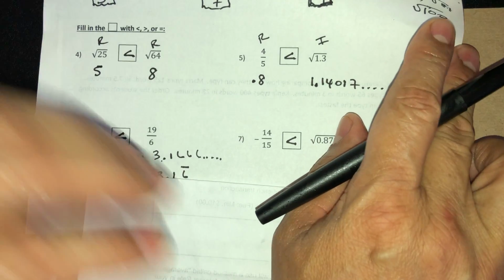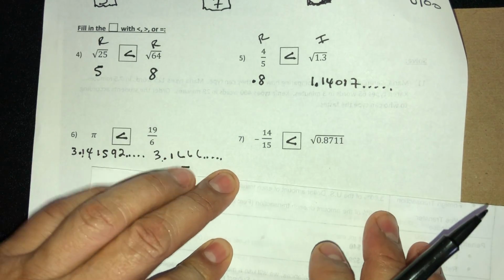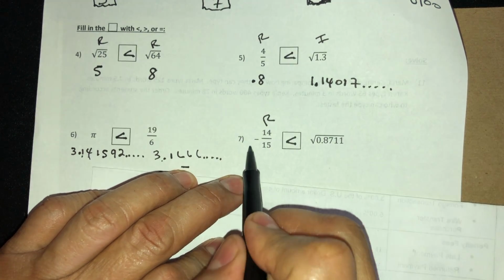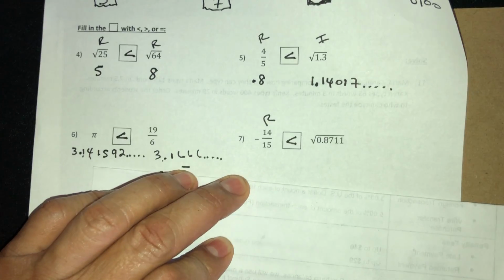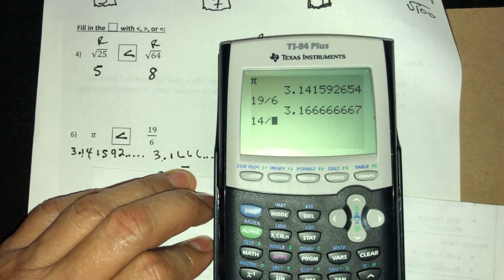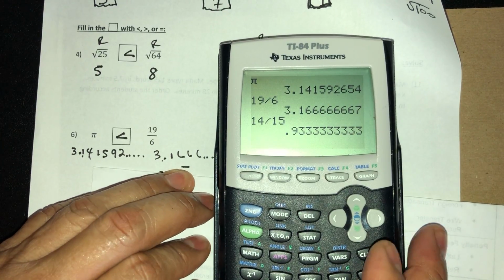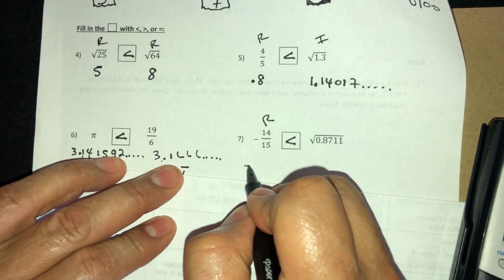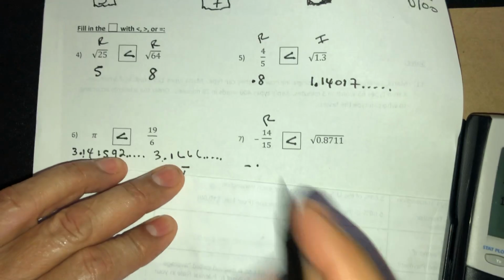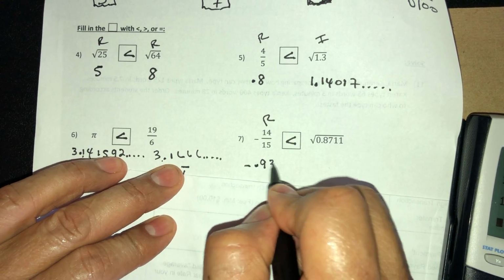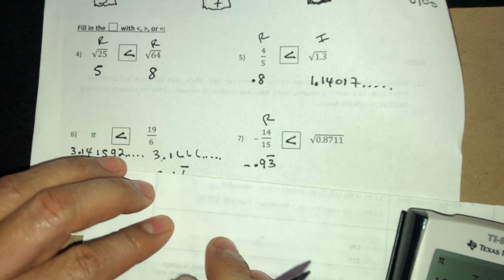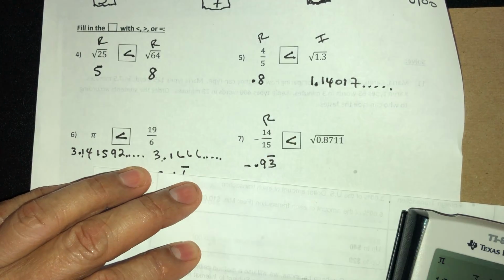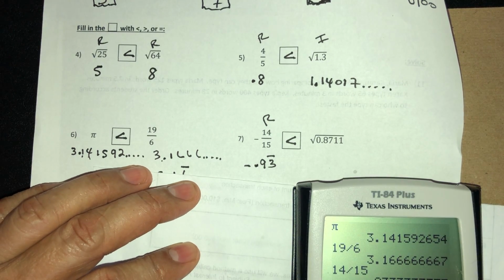But let's say, for instance, you don't remember, all right? I know this is going to be rational because it's negative. It's not an integer because it's not a whole number. So if I divide 14 divided by 15, I get, look, 0.933333. So the 3 repeats forever. So I'm going to write negative 0.9 and 3 goes on forever. Like I say, I don't even have to do anything else because I know this is negative. But let's say you're not aware that one is negative, one is positive, so you're probably going to evaluate it.